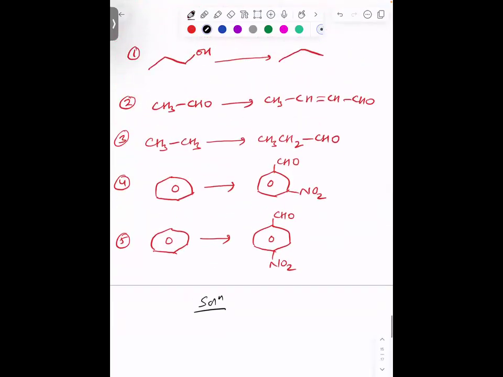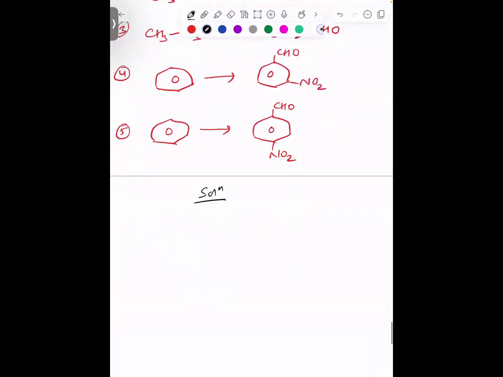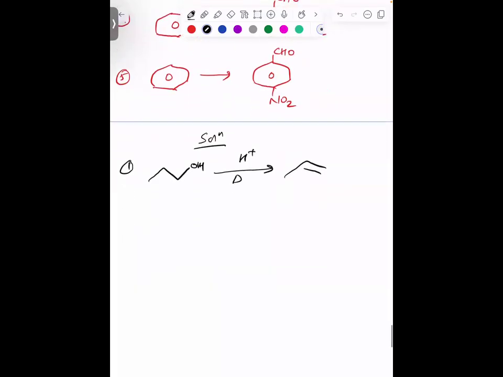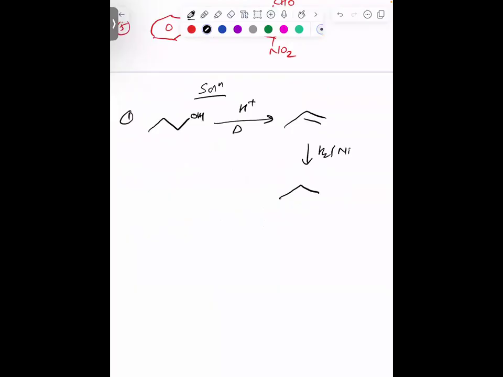First, it is alcohol to alkane without changing the number of carbon atoms. We cannot convert the alcohol directly to alkane, so first, in the presence of concentrated acid, it will undergo dehydration to form alkene. Then alkene undergoes hydrogenation, it will be alkane. This is one way.